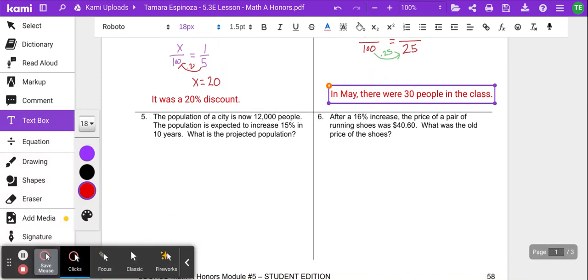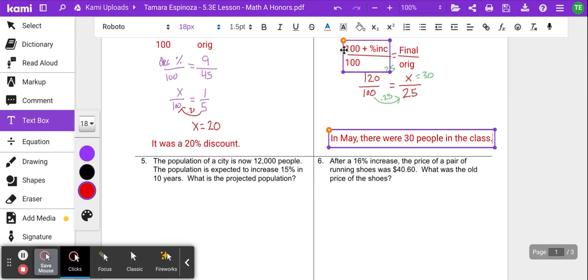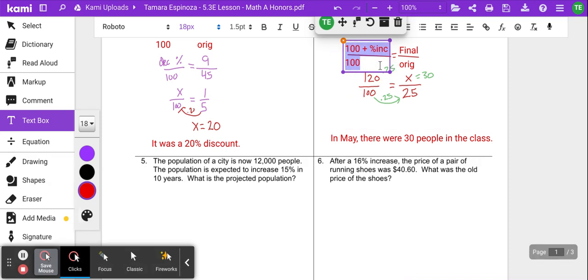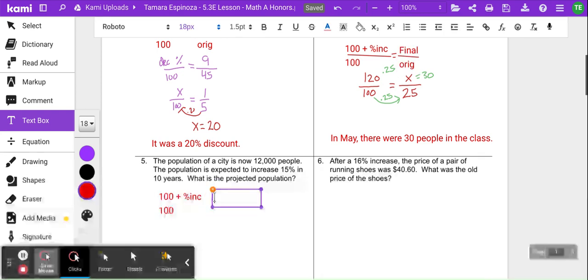Okay, number 5. The population of a city is now 12,000 people. The population is expected to increase by 15% in 10 years. What is the projected population? So once again, we are looking for our final. So we can take this right here and copy it because we're doing the same kind of setup.